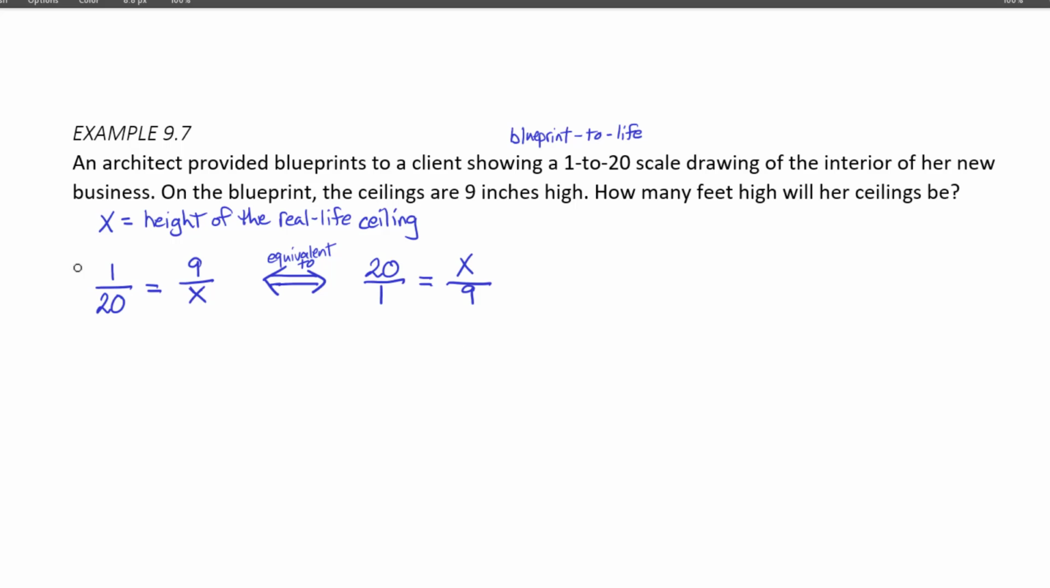But the deal is you have to keep the ratios in the same order on both sides. So this 1 is blueprint measure, just like the 9 is a blueprint measure. The 20 is the real life measure, just as this X is going to be the real life measure. Blueprint measures are on the top on both sides. The real life measures are on the bottom of both sides, and vice versa in our equivalent equation.